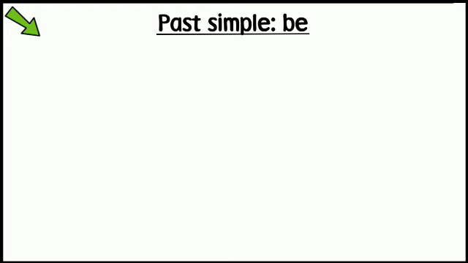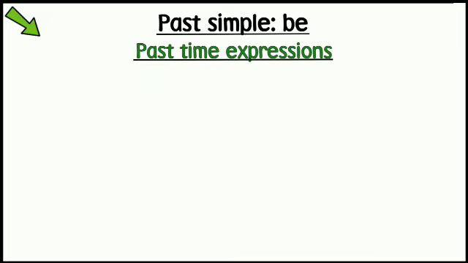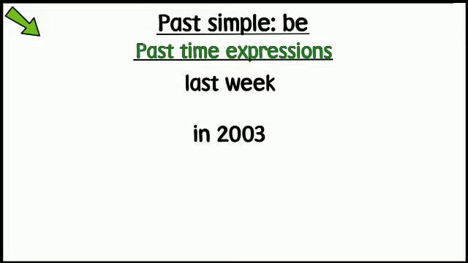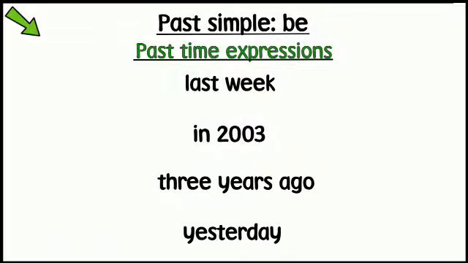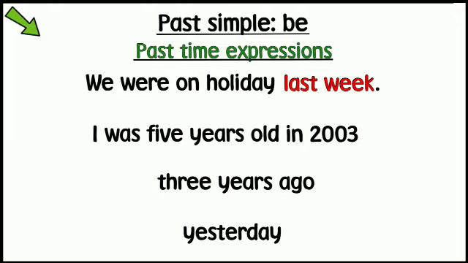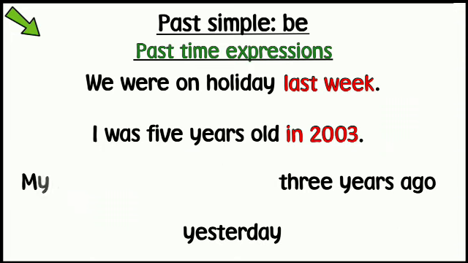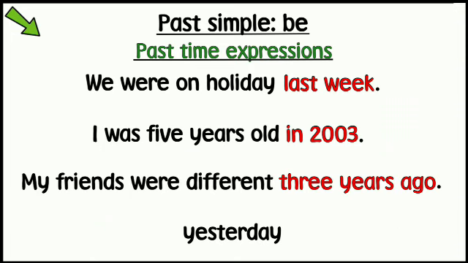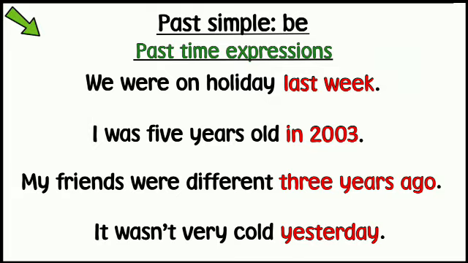We often use the past simple of the verb be with past time expressions, such as last week, in 2003, 3 years ago, yesterday. We were on holiday last week. I was 5 years old in 2003. My friends were different 3 years ago. It wasn't very cold yesterday.